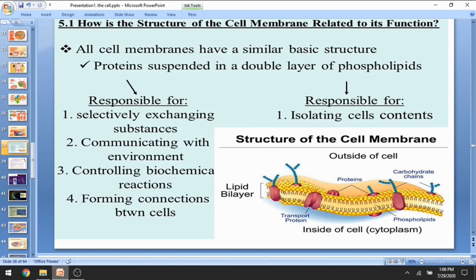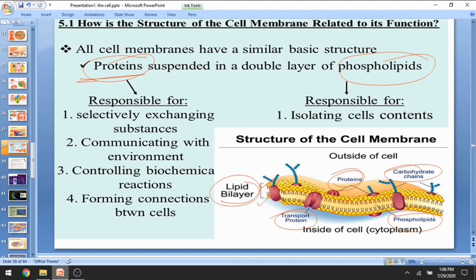All cell membranes have a similar basic structure, as we all know. They are made up of proteins that are suspended in the double layer of phospholipids. If we talk about protein, what is the function of protein? Why are they present in the lipid bilayer? This is the lipid bilayer, two layers enclosing proteins, transport proteins, some phospholipids, and some carbohydrates.